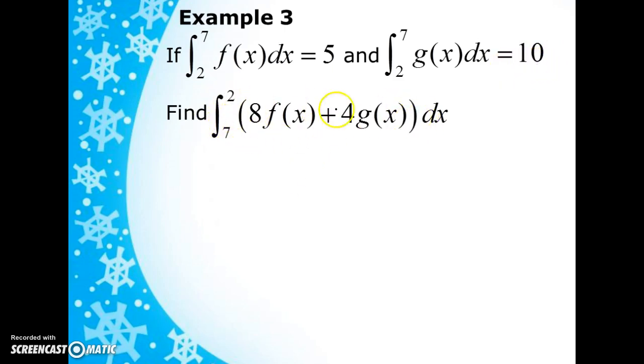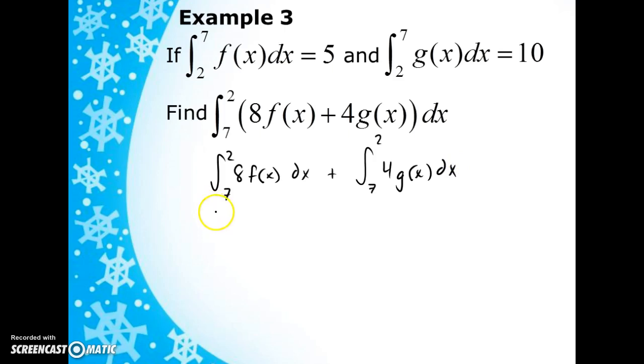Now the cool part is that integrals can basically distribute just like regular numbers. So we can take this 7 to 2 and distribute it to the first piece. It gets its own dx. And we can distribute it to the second piece. And it gets its own dx. If you want to, you can pull this 8 out front of the integral. And you can pull the 4 out front. Do it in your head. You don't actually have to denote it if you don't want.